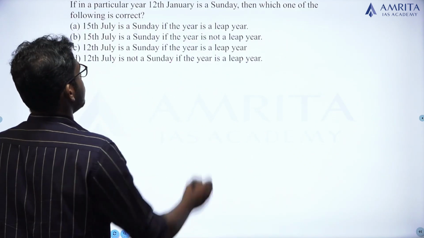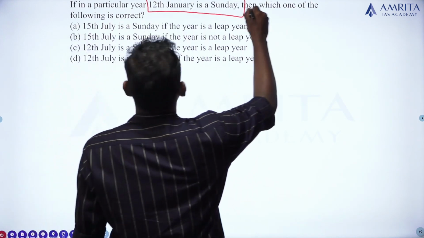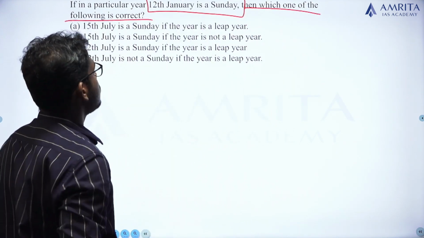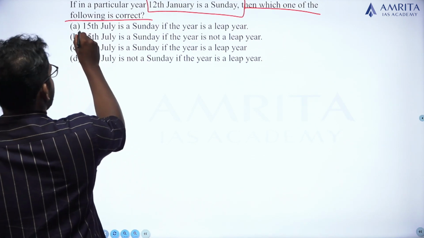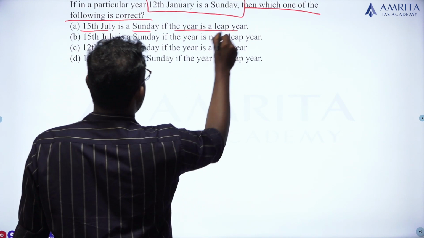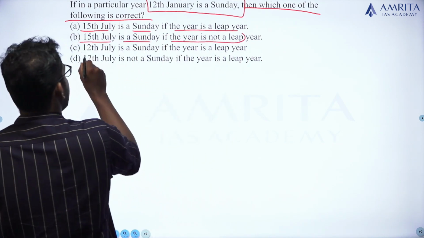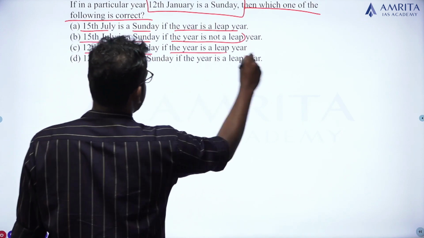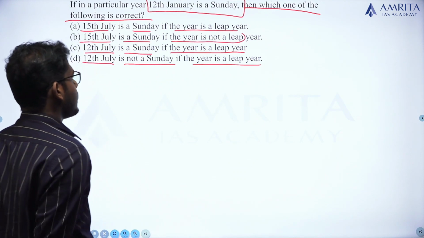If in a particular year 12th Jan is on Sunday, then which one of the following is correct? 12th Jan is on Sunday. Options: 15th July is a Sunday if the year is a leap year. 15th July is a Sunday if the year is not a leap year. 12th July is a Sunday if the year is a leap year. 12th July is not a Sunday if the year is a leap year.